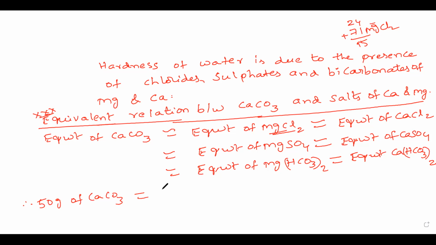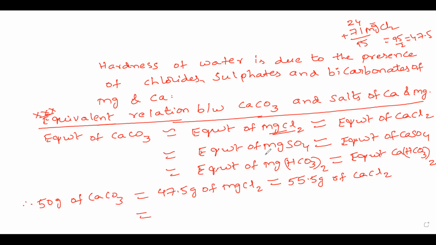So the equivalent of magnesium chloride is equal to 95 by 2, that is 47.5. So we can say the equivalent is 47.5 grams of magnesium chloride. Why have we divided by 2? Because the charge of magnesium is also 2. Also the equivalent of calcium chloride is 111 by 2, that is 55.5 grams of calcium chloride. Also equivalent to magnesium sulfate.